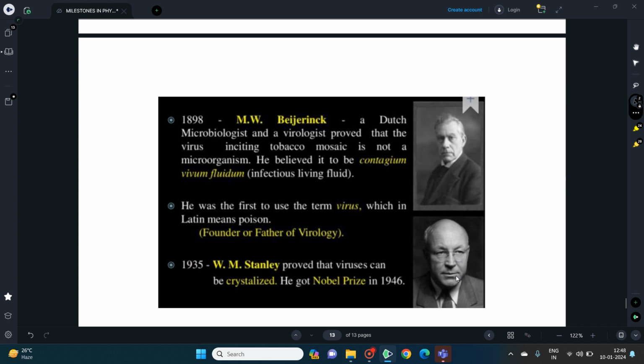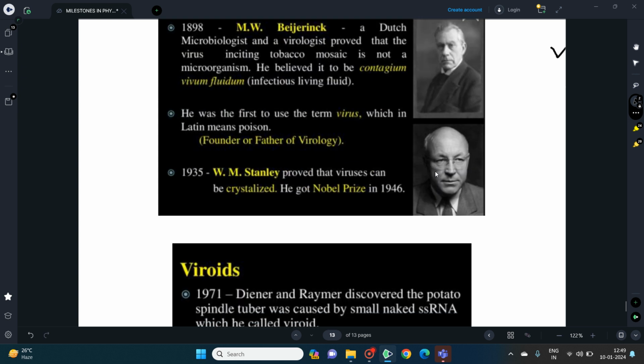In 1898, Beijerinck, a Dutch microbiologist and virologist, proved that the virus inciting tobacco mosaic is not a microorganism. He believed it to be a contagium vivum fluidum, an infectious living fluid. He was the first to use the term virus, which in Latin means poison. He is the founder as well as father of virology.